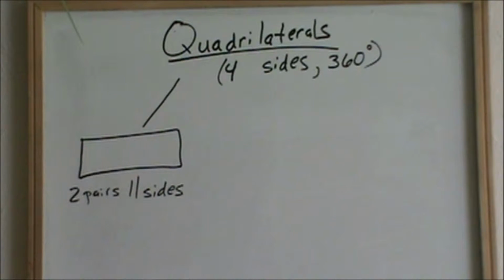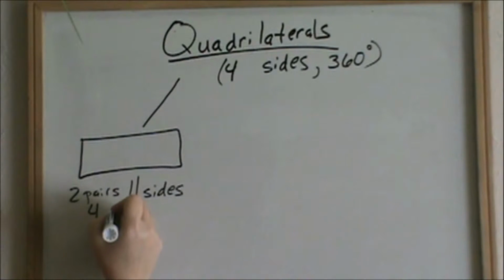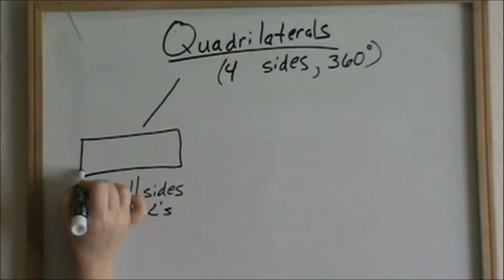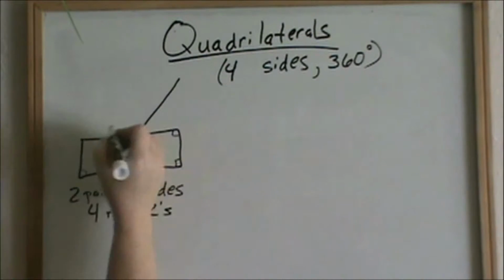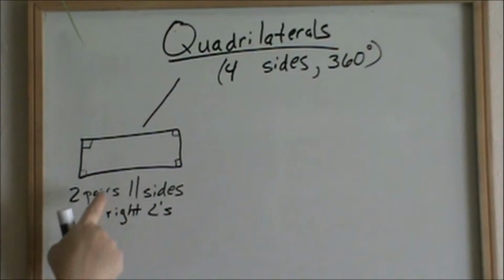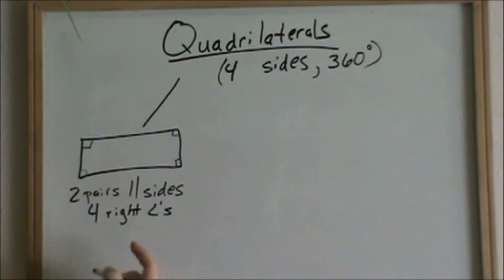Also, a rectangle has four right angles. Every one of these is a right angle. And this also proves that the degrees will add up to 360. 90, 90, 90, 90. 90 times 4 is 360. So this is how you can describe a rectangle. Two pairs of parallel sides and four right angles. Okay? Under the category of rectangle, you have a square.